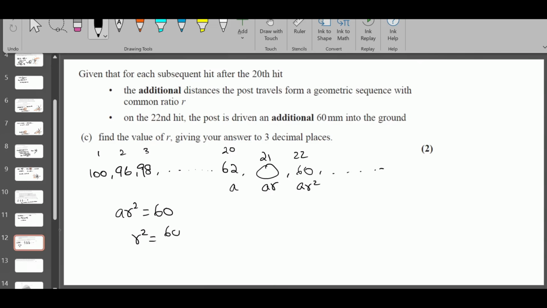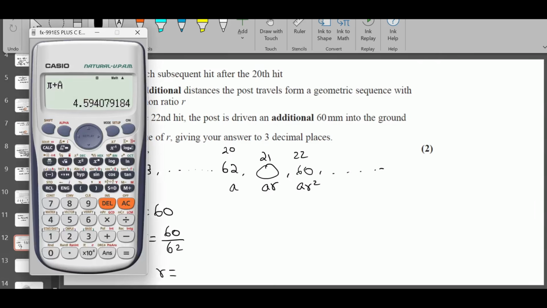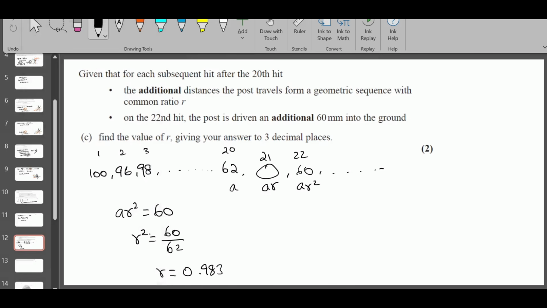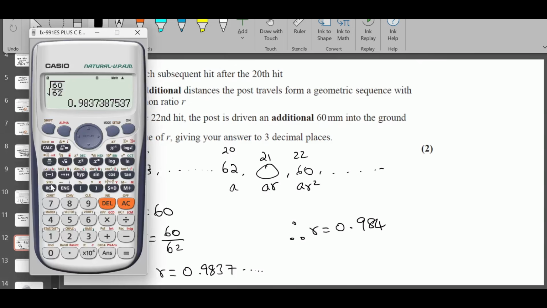Bring it to the other side. r squared is 60 over 62. And then find r to 3 decimal places. Square root of 60 over 62 is 0.9837 dot dot dot. They want the answer to 3 decimal places. Therefore, r is 0.984. And then I'm going to store this value as B.